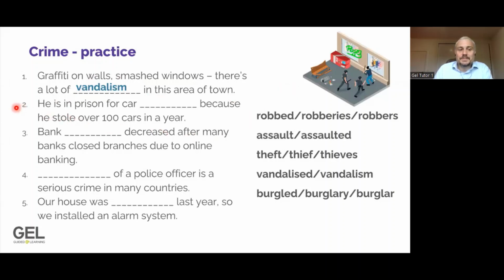Look at number two. He is in prison for car ___ because he stole over 100 cars in a year. Look at the next question and type the correct word to complete this sentence. We need a noun in this space, and the correct word for stealing in general is theft. He is in prison for car theft, stealing cars.